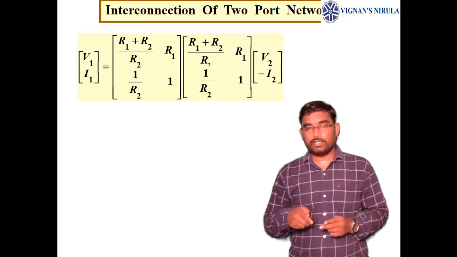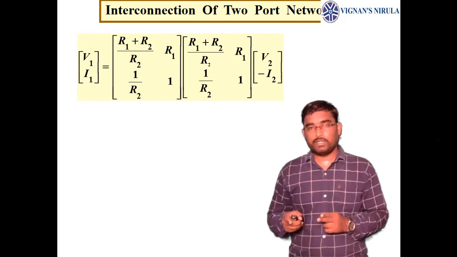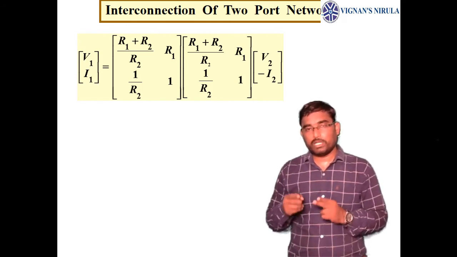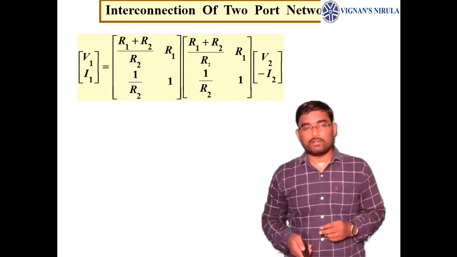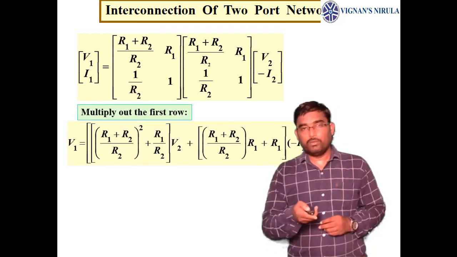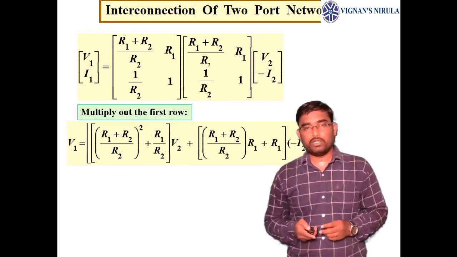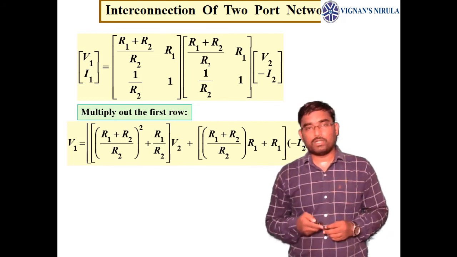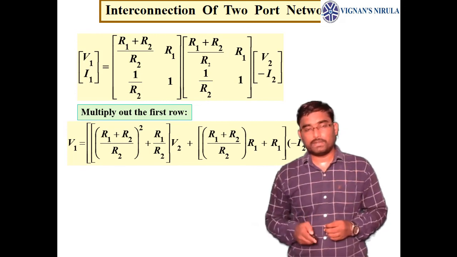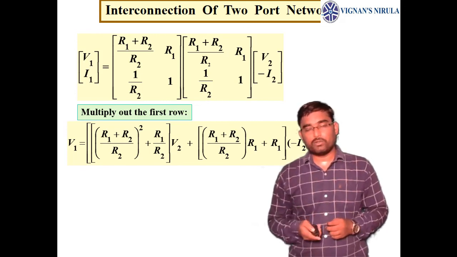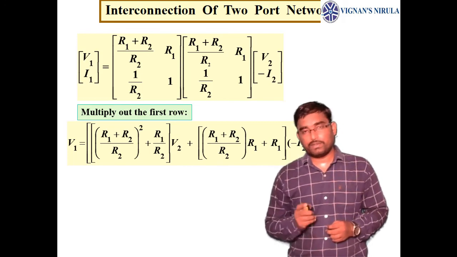That means, as already told, if two-port networks are connected in cascade, the ABCD matrix of the overall cascade connection can be obtained by multiplying the ABCD parametric matrices of the individual two-port networks. Likewise, here we can multiply the ABCD matrices of the two-port networks, and from the above equation we can write V1 equals ((R1 plus R2) by R2) whole square plus R1 by R2, into V2, plus ((R1 plus R2) by R2) into R1 plus R1, into minus I2. Here in the figure, I2 is given as 0.